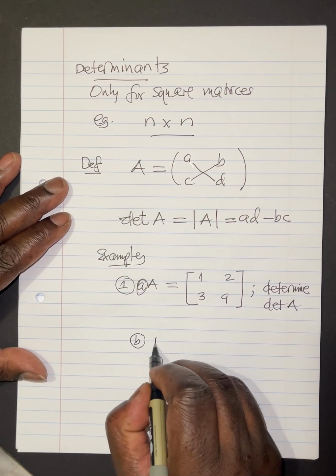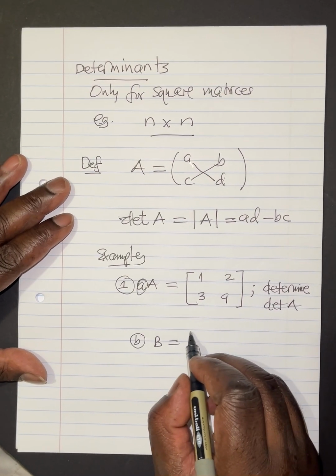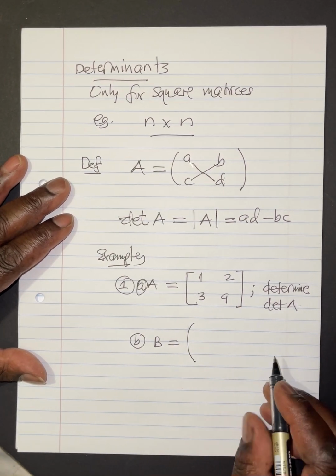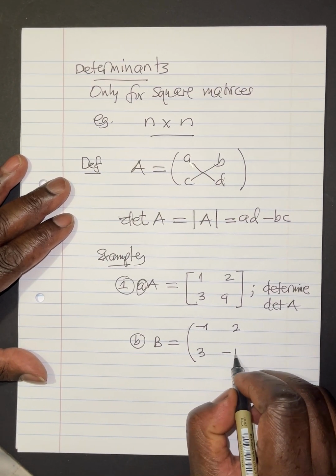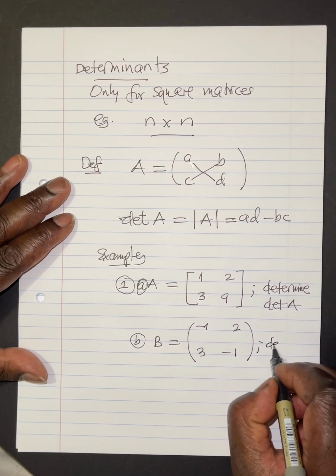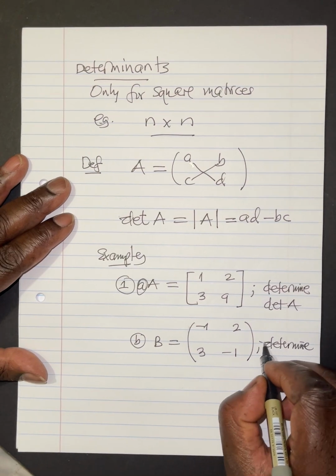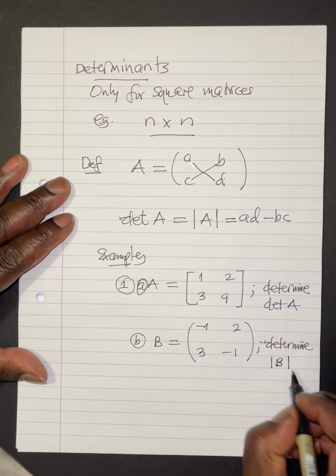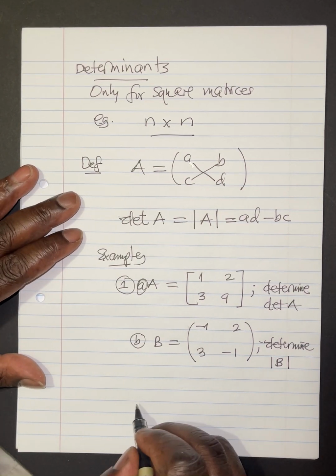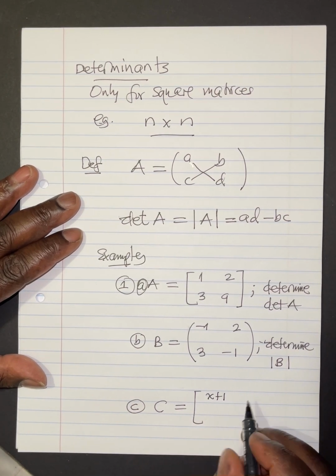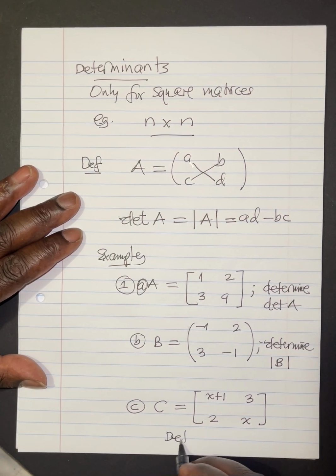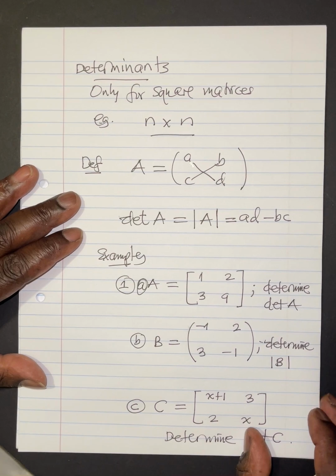Number B, suppose you have been given B is equal to, and I want to repeat this story, but here I used square brackets and I'm going to use round brackets now. Let's say minus 1 and 3, and 2 and minus 1, like this. And the question says determine, instead of det, they are going to use the vertical lines. We know it's the same story. And I just want to put up number C here. Suppose you're told C is equal to x plus 1, then we have 2 here, and 3 there, and maybe another x there. And then they say determine det C. How do you deal with this?